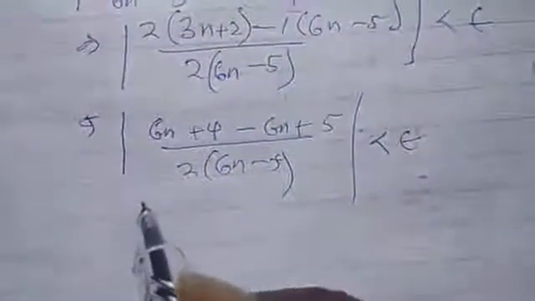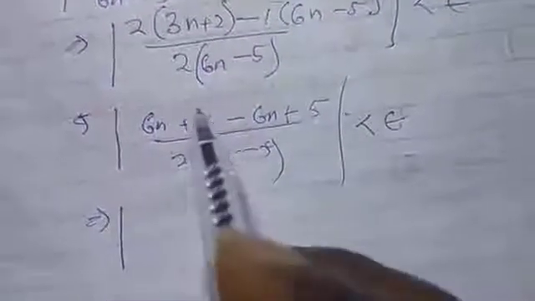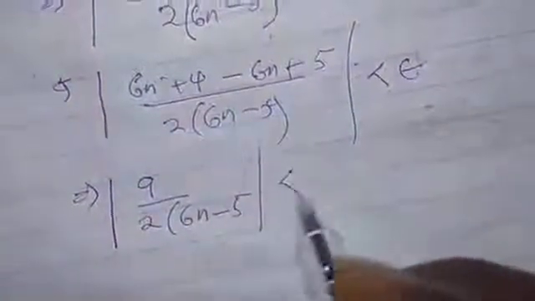From this place now, if you simplify, we are going to have 6n minus 6n is gone. What we have left is 4 plus 5. So that should be 9 over 2 into 6n minus 5 is less than epsilon.